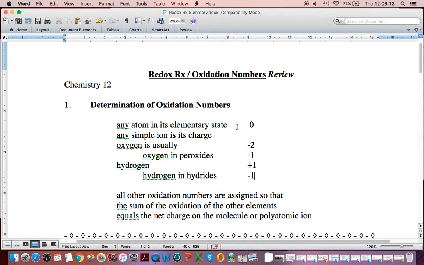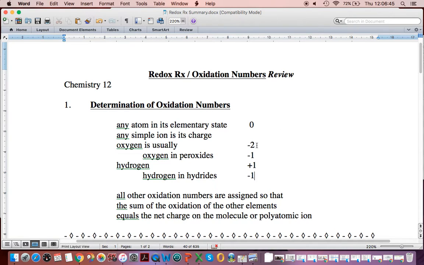Any element that's in its elementary state is going to have an oxidation number of 0. That means we're looking at atoms, not ions. Any simple ion will have its charge, and so if we look at something like sodium, its oxidation number is +1. If we add sulfide, that would be -2. But where it can get more complicated is when we have complex ions. We'll get to that in a moment.